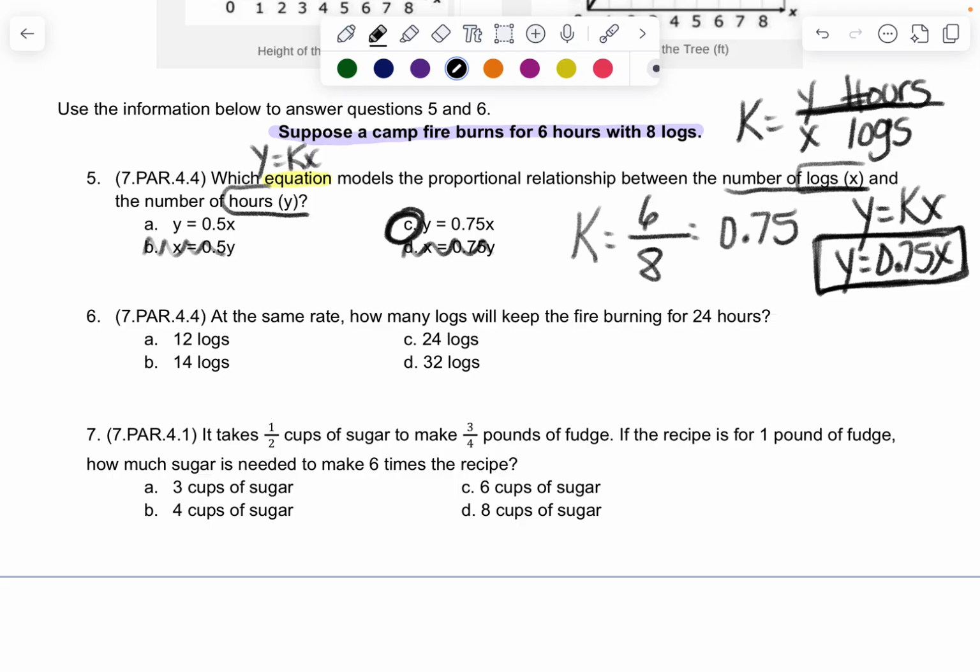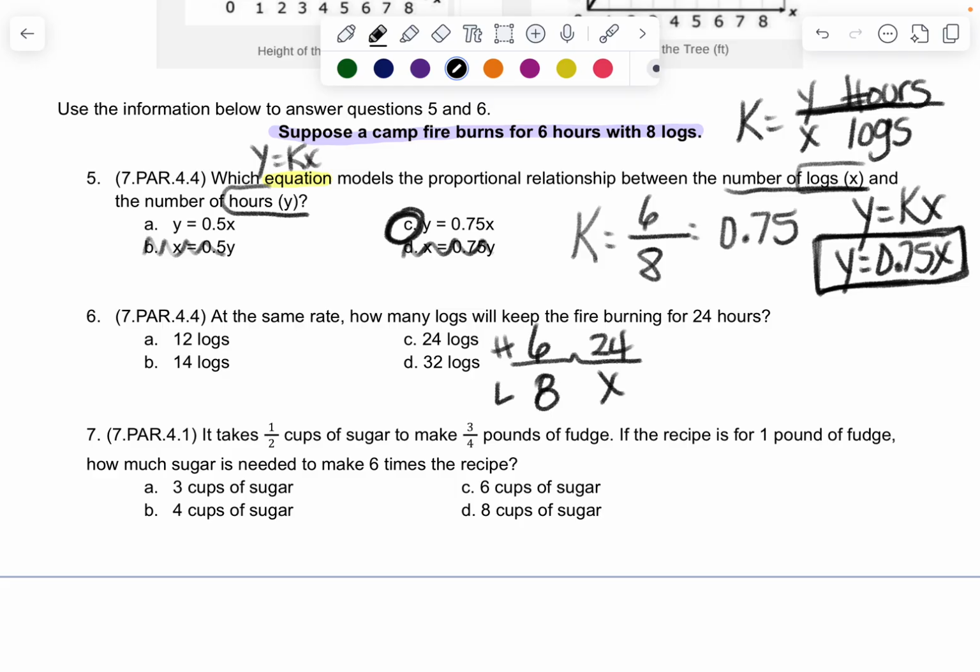At the same rate, how many logs will keep the fire burning for 24 hours? So now we're going to write our proportion. Our proportion was hours and logs. So 6 hours, 8 logs. Hang on, I need to make that a little bit smaller so I have enough room. 24 hours would be how many logs?